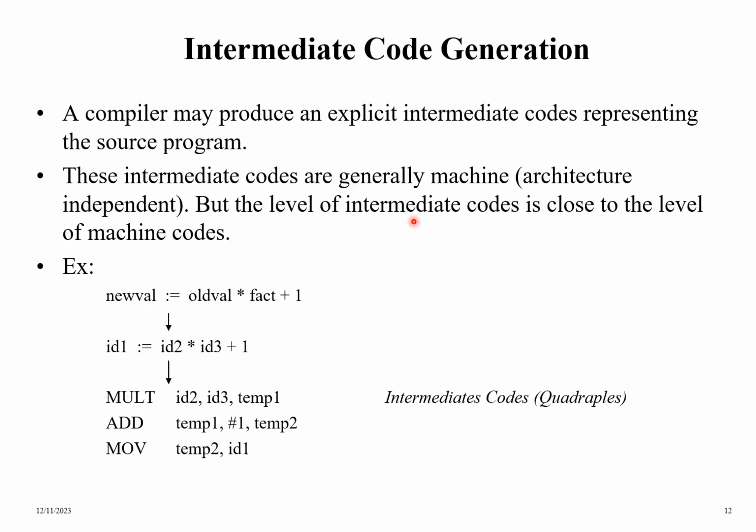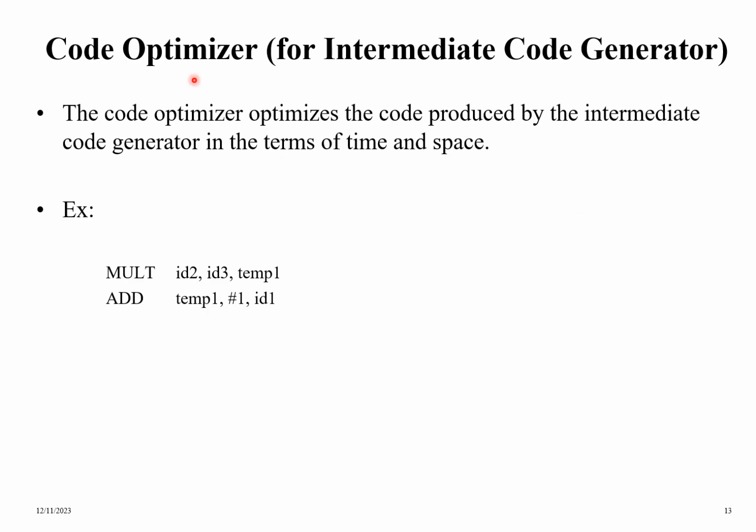Coming to the intermediate code generator. So this is the given input string. It is valid based upon the parse tree. Then this parse tree is given as an input to the intermediate code generator. It generates an intermediate code like this: multiply id2 and id3 and put in temp1. Add temp1 and 1 and put in temp2, and then move temp2 to id1. So this is an intermediate code. Again, the code optimizer optimizes the 3 or 4 line code into 2-line code. So it optimizes the given input intermediate code.